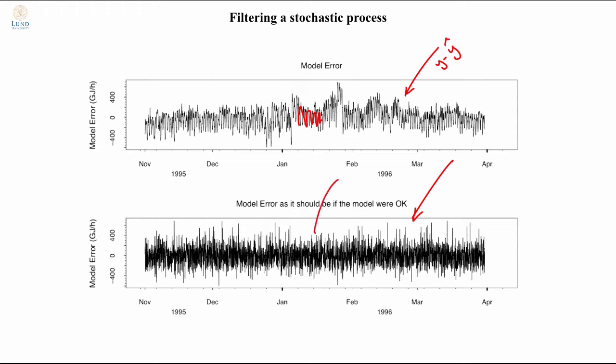Whereas down here, there is nothing. There's just noise, meaning that there's no information that I can use in this data that could allow me to improve my model. This is what we strive for. We want our model to be such that the modeling error is a white noise.